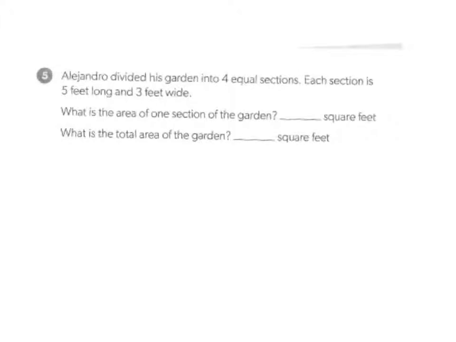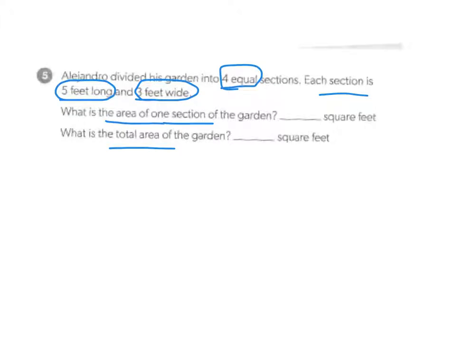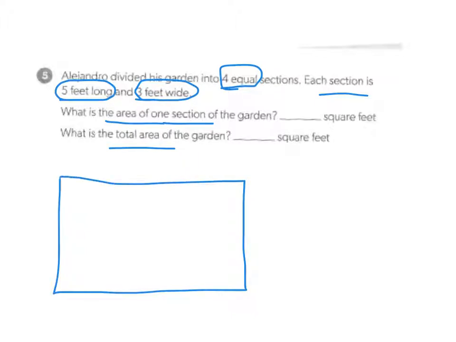Let's look at number 5. It says Alejandro divided his garden into 4 equal sections. Each section is 5 feet long and 3 feet wide. What is the area of just one section of the garden? What is the total area of the garden? So first, let's draw a picture. It says that he divided his garden into 4 equal sections. Each section is 5 feet long and 3 feet wide.